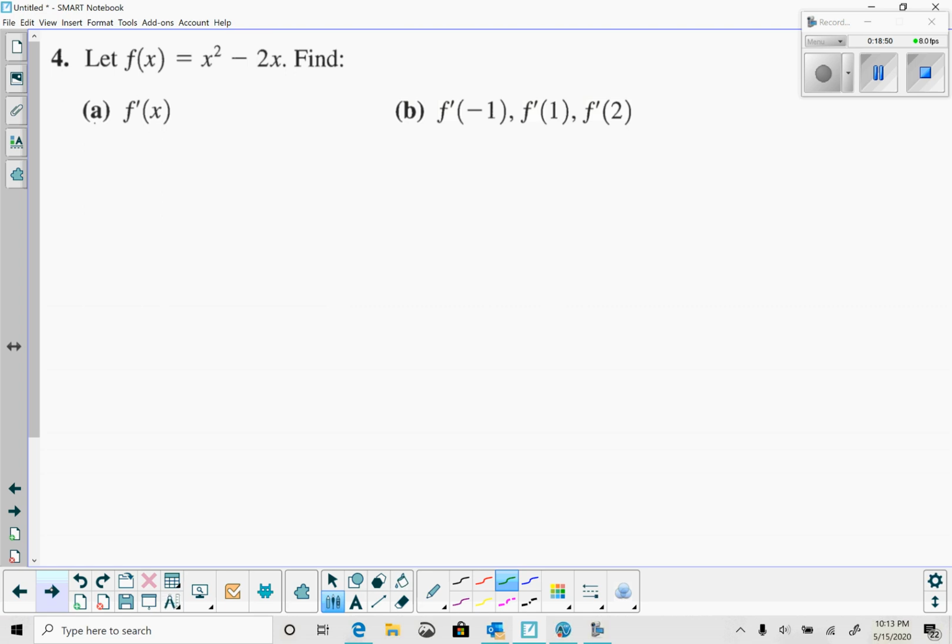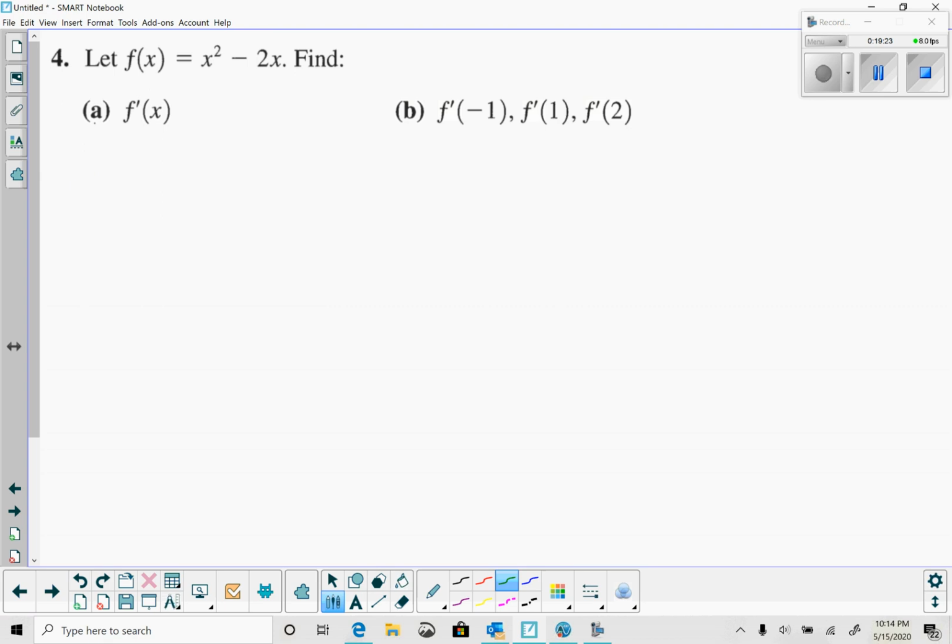Let f of x be x squared minus 2x. We're supposed to find for part A, f prime of x. And then for B, f prime of negative 1, f prime of positive 1, f prime of positive 2. So for the first part here, we basically want to find an equation of the derivative. Once we have that equation of this new function in terms of x, then for part B, it's substitution.